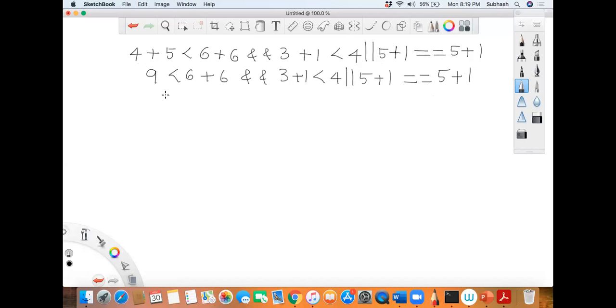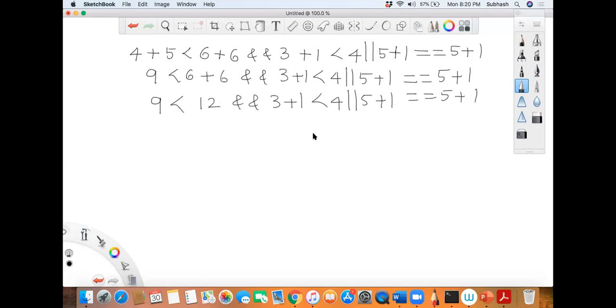Tell me, next one, what is the next thing we have to solve? 6 plus 6, sir. 6 plus 6 or 3 plus 1? 6 plus 6, sir. Why not 3 plus 1? Left to right associativity, correct? This comes first from left to right, right? So 6 plus 6 is 12. And with 3 plus 1 less than 4, or with 5 plus 1.